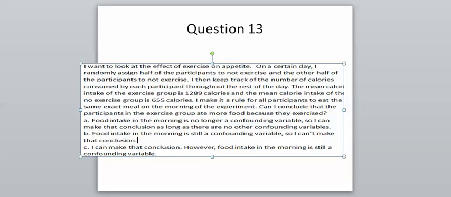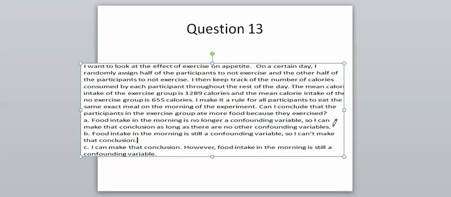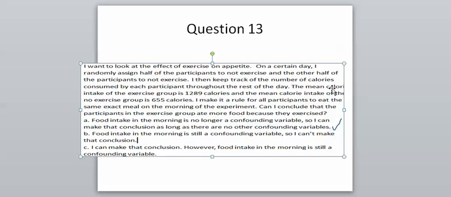So yes, I now can conclude that the exercise is what had the effect, as long as there are no other confounding variables in the experiment. I made it so that food intake in the morning is no longer a confounding variable, because now the two groups are equal. They have equal amount of food in the morning, so it's not confounding anymore. So like that, I can now make the conclusion that I want to make, as long as there are no other confounding variables.